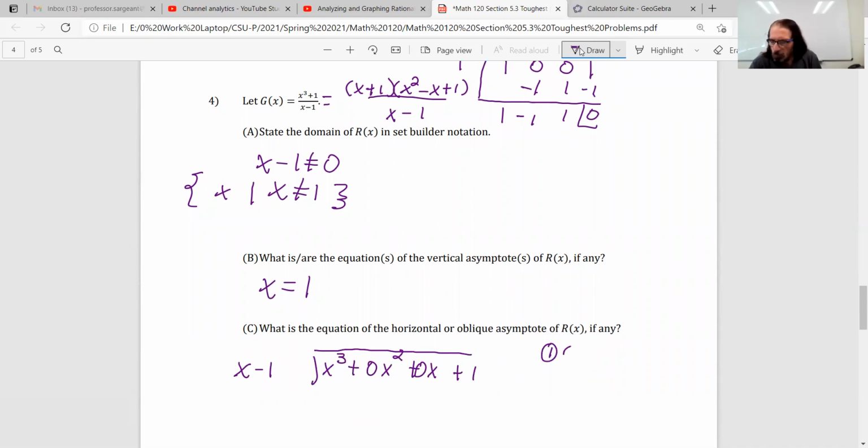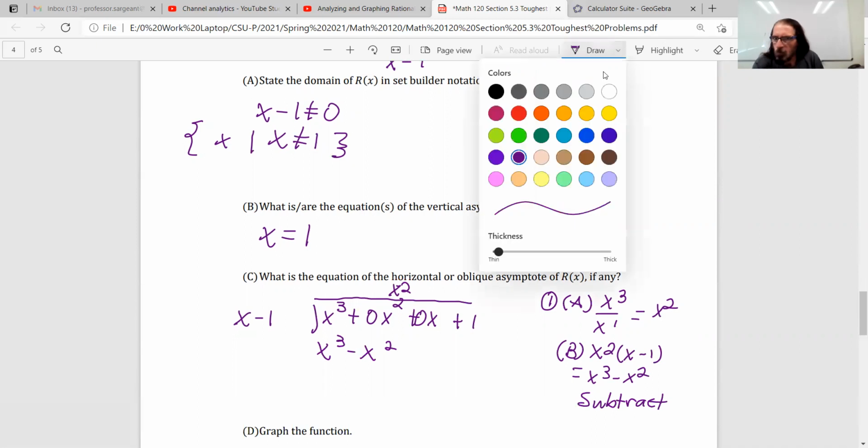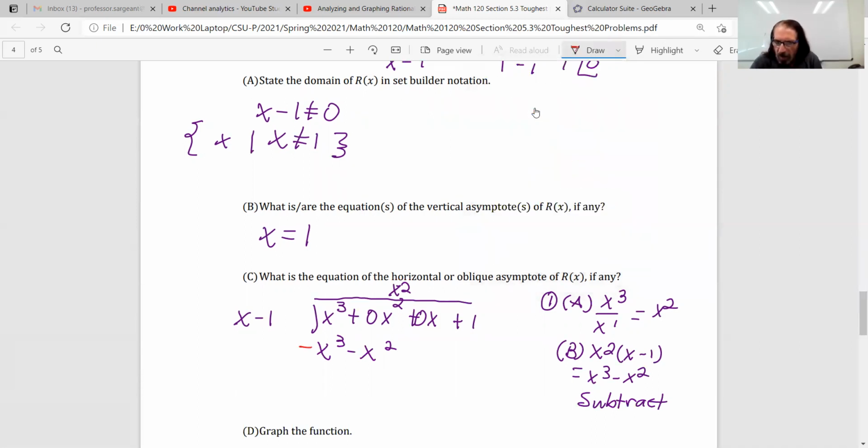X cubed divided by x to the first is x squared. And we'll multiply that to the entire divisor. We subtract this. So that's going to lead to adding the negatives of those. A minus b is equal to a plus negative b. So x cubed plus negative x cubed cancels out. 0x squared plus x squared is x squared. Bring down the rest.